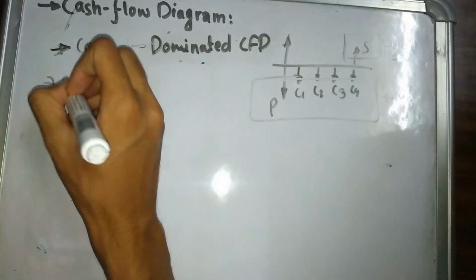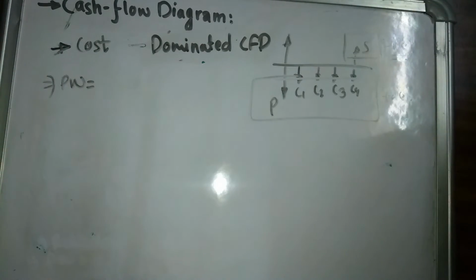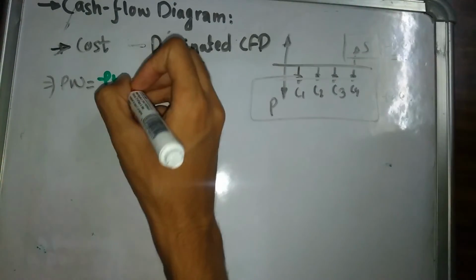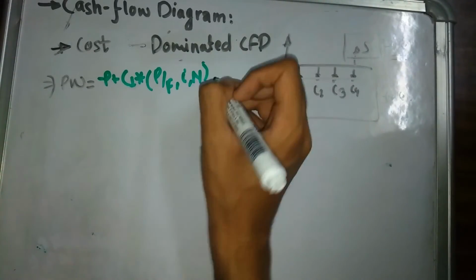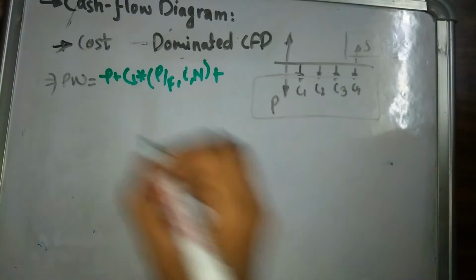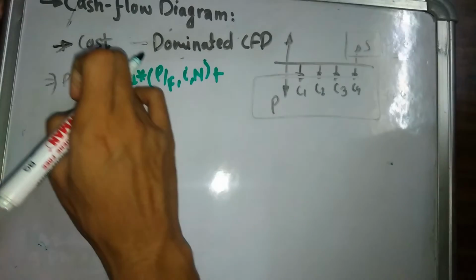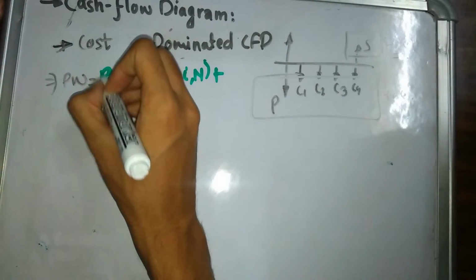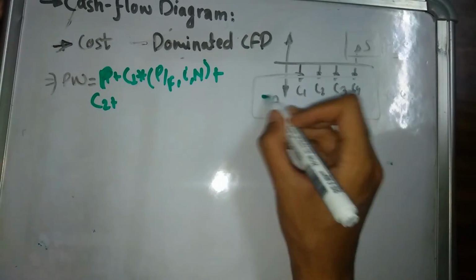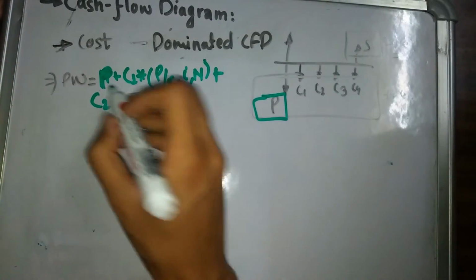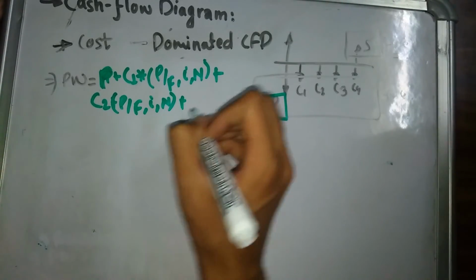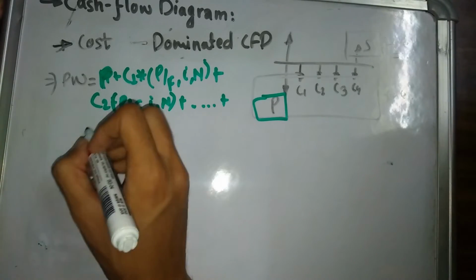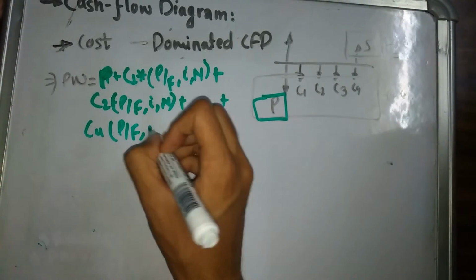So let's calculate our present worth. In order to calculate our present worth, we need to convert all our cash flows to the present time. So we will have minus P plus C1 into finding the present value when the future value is given, comma i, comma n. Sorry, not minus P, it's going to be plus P, that's the difference, because my P is my cash outflow, so I'm going to treat all my cash outflows as positive. P plus C1 plus C2, P by F, comma i, comma n. Again C3, everything is going to be positive up to C4, all with P by F, comma i, comma n.